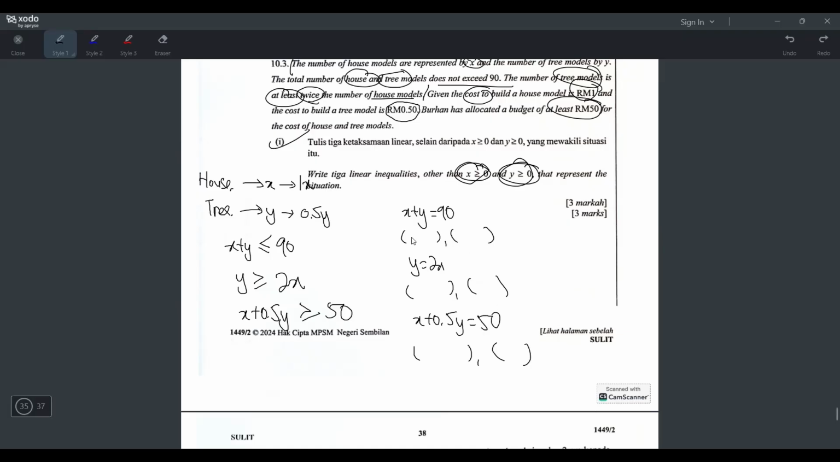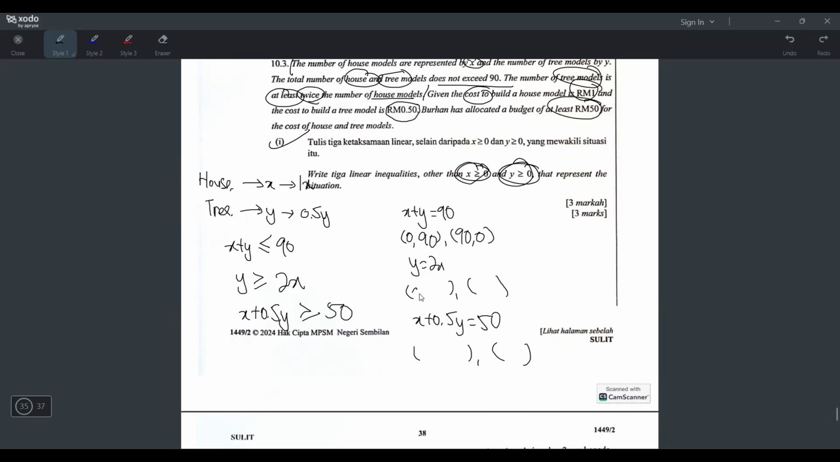But we need to find the coordinates. So usually I will sub x equals 0, y equals 0. Actually, it can be whatever value you want, but it's easier to put x 0, y 0, right? But you can put any value you want actually. What if I sub x 0, my y will be 90. If I sub y 0, my x will be 90, right? So that's our first one.